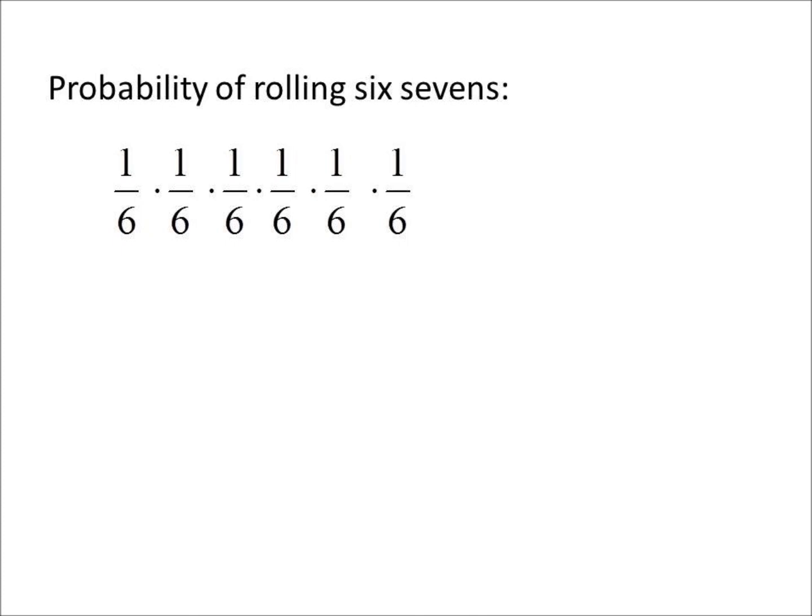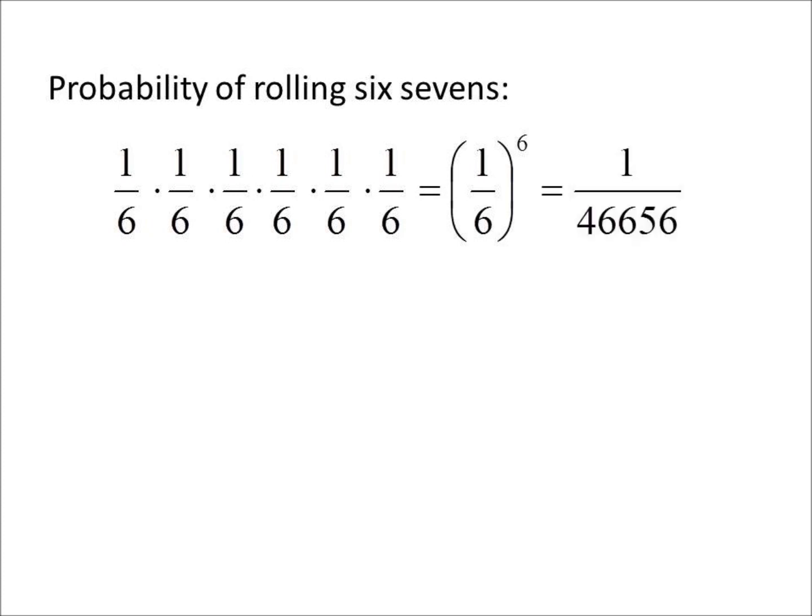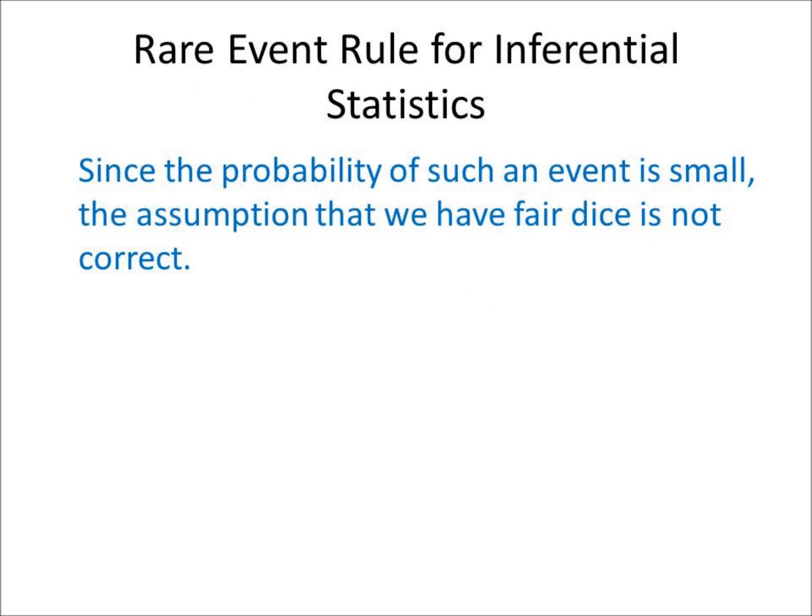This is 1/6 to the 6th power, or 1 over 46,656. This is a little cumbersome, so we'll change it to a decimal, about 21 hundred-thousandths. I think we can agree this is a very, very small probability. So according to the rare event rule, since the probability is small, the assumption that the dice are fair is incorrect.